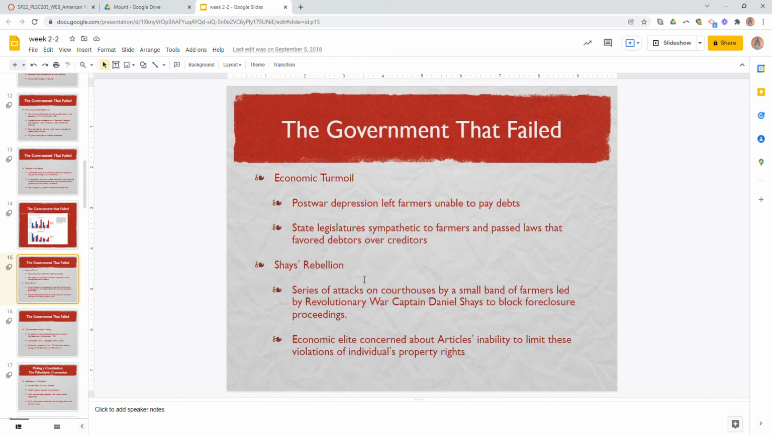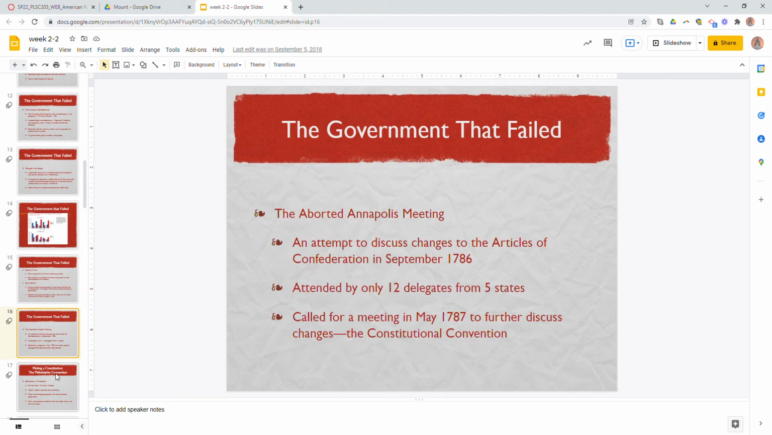under the Articles. And that's really what happened, is Daniel Shays and some of his compatriots tried to block foreclosure proceedings. Massachusetts wouldn't put a stop to it, so Virginia actually sent its militia to Massachusetts to put down a revolution in another state. And this scared a lot of people because property rights aren't being protected. A small group of insurrectionists can dislodge the entire democracy. So something had to be done. And that something will become the Constitutional Convention.